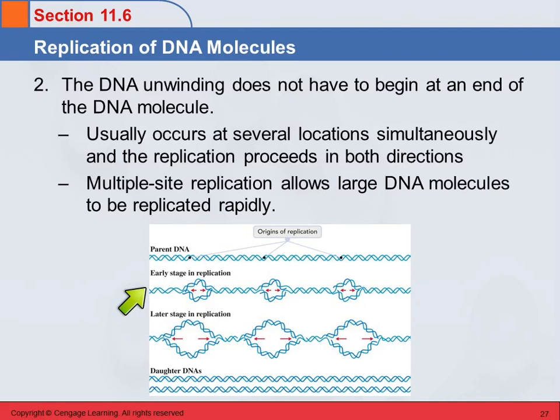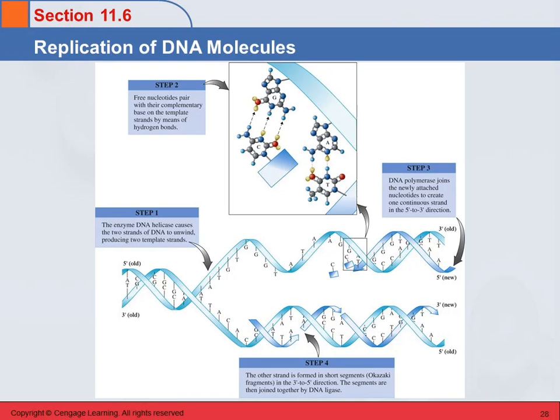So what can happen, here's the parent DNA. We can have multiple site replication. So early on, it'll start replicating at several different places at the same time and proceed in both directions, and then it will eventually meet up. And in that way, the DNA can be replicated much faster. So here's a good summary.